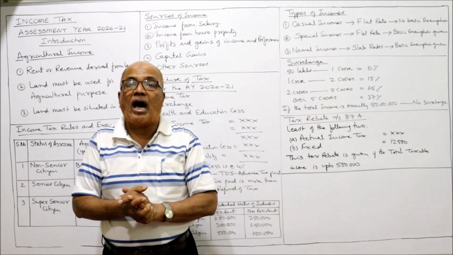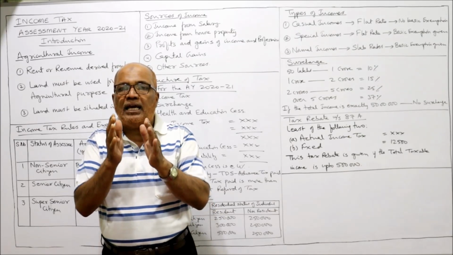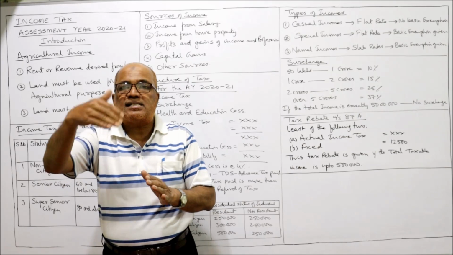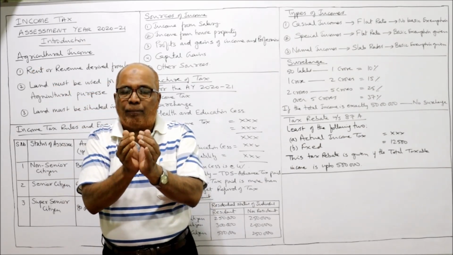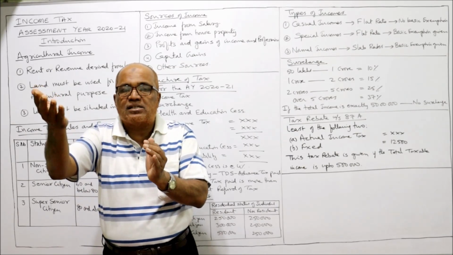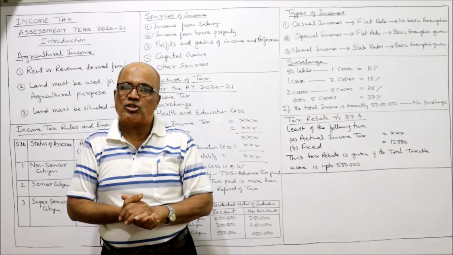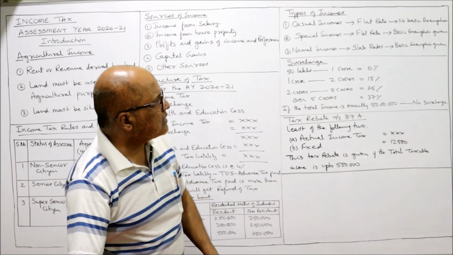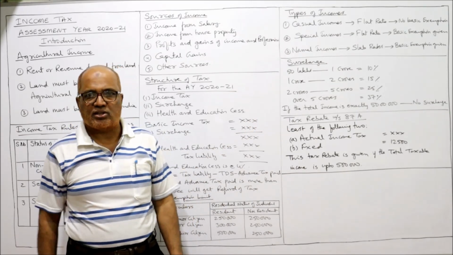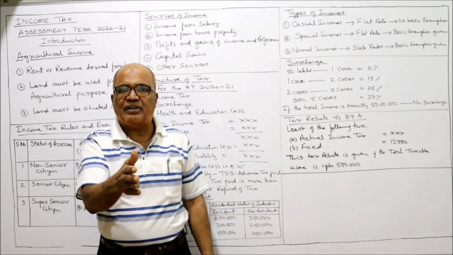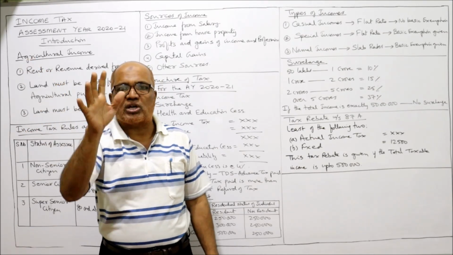So who are called high income group people? A person whose total income exceeds 50 lakh. Remember this. If the total income of a person exceeds 50 lakh rupees, he has to pay surcharge. Now you can see here, more than 50 lakh. Up to 50 lakh, no surcharge. Exactly 50 lakh rupees total income, no surcharge. Over 50 lakh rupees, surcharge will apply.